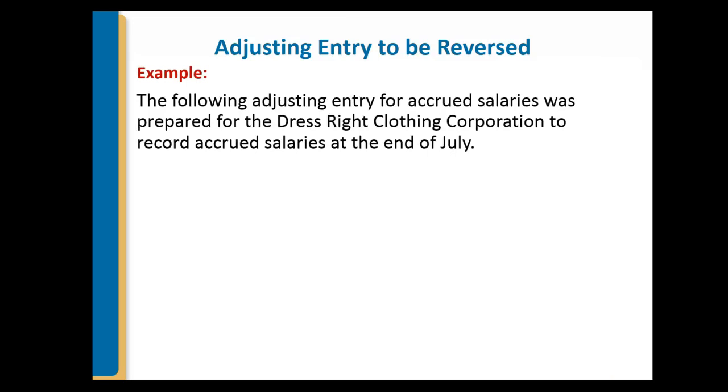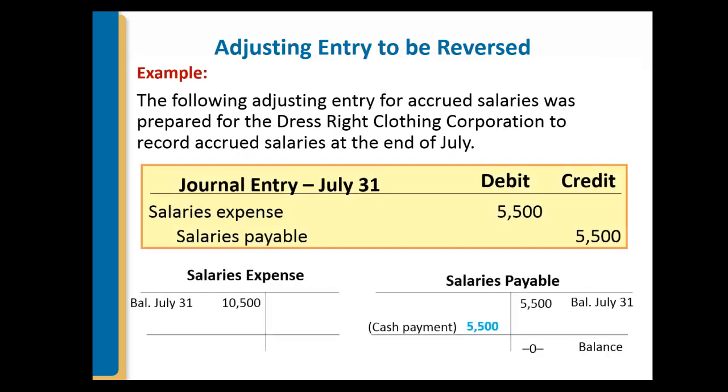Now, accountants sometimes use optional entries that we call reversing entries at the beginning of a new reporting period to remove the effects of some of the adjusting entries recorded at the end of the previous reporting period. The purpose of this is to simplify journal entries recorded during the new period. They're used most often with accruals.